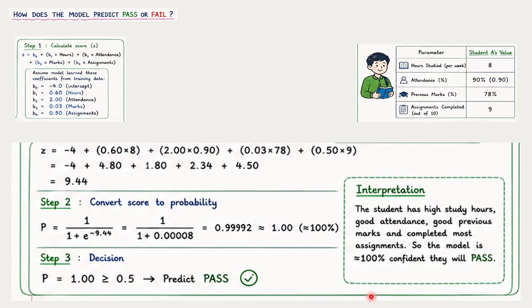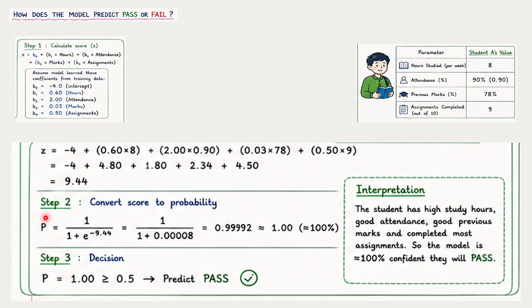Now let's put all the values into our formula. So we have z is equal to minus 4 plus 0.60 into 8, and like that we put all the values in the formula. After the calculation, we finally got the value of z, that is the linear score, as 9.44. So the linear score z is 9.44.